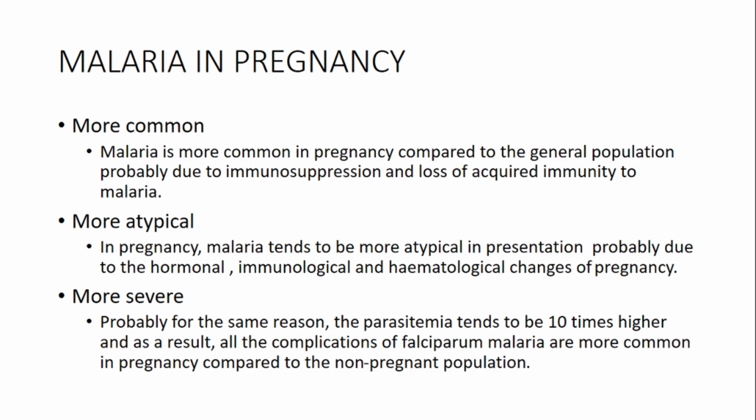Malaria is more common in pregnancy because of the immunosuppression associated with pregnancy, and during pregnancy there is also loss of acquired immunity to malaria. This makes these women more susceptible to infection. Presentation of malaria may also be more atypical because of some of the hormonal and immunological changes of pregnancy. And then parasitemia is also more severe.